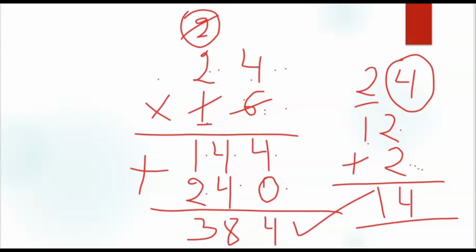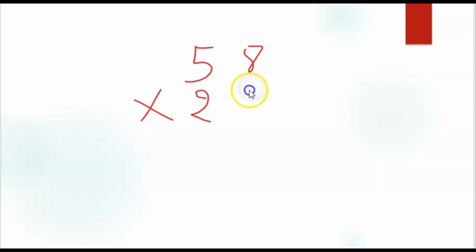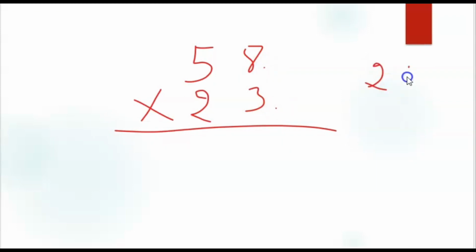Let's do another problem with a little higher number. Let's take 58 times 23. Remember the first step, we're going to multiply 3 with the 8. 3 times 8 equals 24. We take this 4, put it over here. We have 2 in our hand. That 2 you can put it on top of the 5.